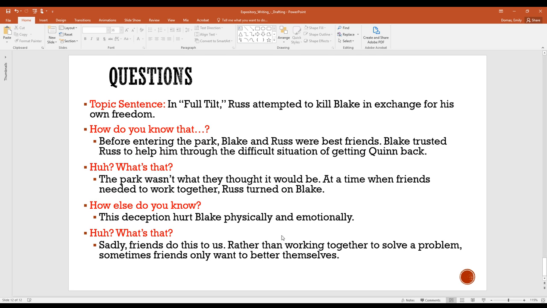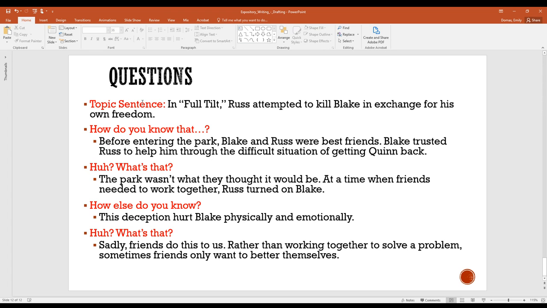And then asking questions. Topic sentence: in Full Tilt, Russ attempted to kill Blake in exchange for his own freedom. Well, how do I know that? Before entering the park, Blake and Russ were best friends. Blake trusted Russ to help him through the difficult situation of getting Quinn back. Huh? What's that? The park wasn't what they thought it would be. At a time when friends needed to work together, Russ turned on Blake. How else do you know? This deception hurts Blake physically and emotionally. Huh? What's that? Sadly, friends do this to us. Rather than working together to solve a problem, sometimes friends only want to better themselves.